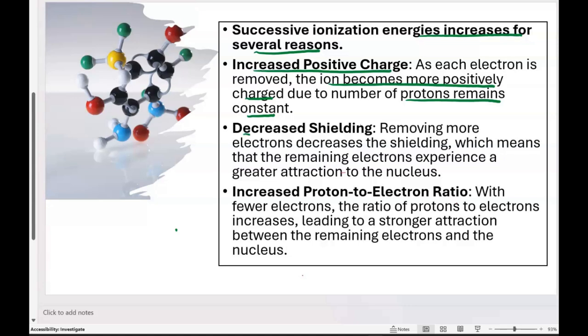Another reason is decreased shielding. Removing more electrons decreases the shielding, which means that the remaining electrons experience a greater attraction to the nucleus. And the next reason is increased proton to electron ratio. With fewer electrons, the ratio of protons to electrons increases, leading to a stronger attraction between the remaining electrons and the nucleus.